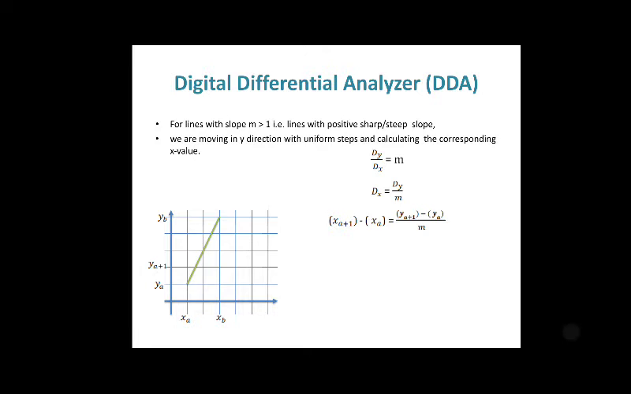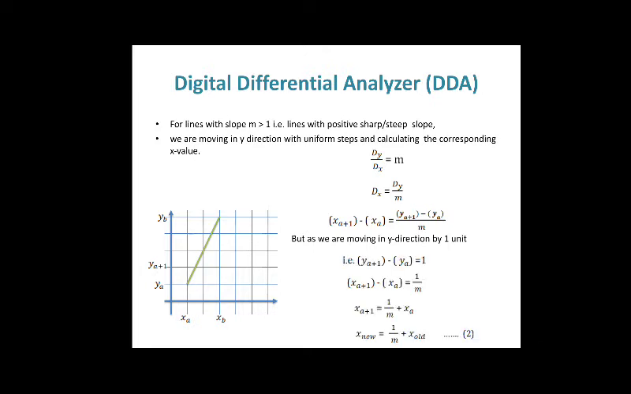Now what we need here, we know that we are moving in the y direction with uniform steps, meaning y is always incremented by 1 in a steep slope, right. So I will put the value of ya plus 1 minus ya as 1, because we have incremented ya to ya plus 1 by 1 unit. So the equation becomes xa plus 1 minus xa is equal to 1 by m.